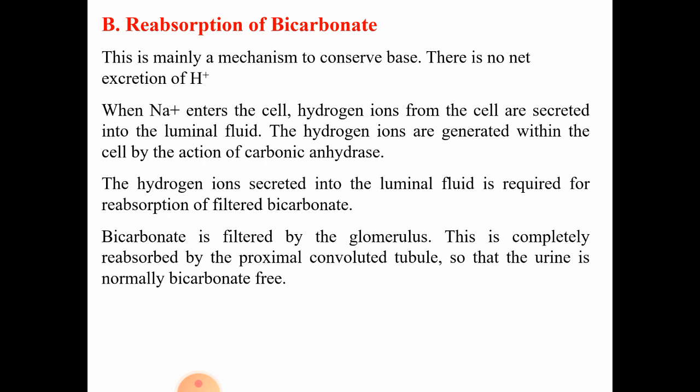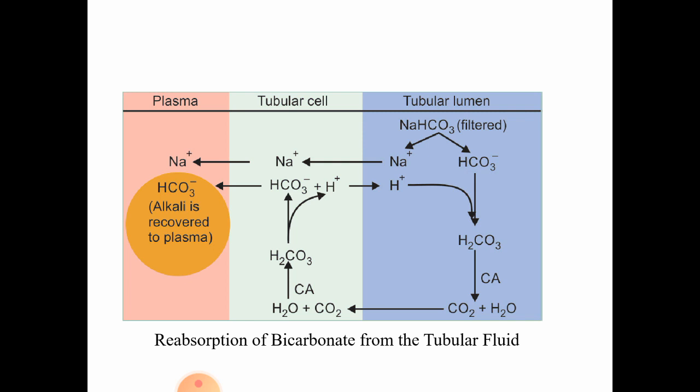Second, reabsorption of bicarbonate. This is mainly a mechanism to conserve base. There is no net excretion of hydrogen ions. In this figure again, in the tubular cell, the carbonic acid synthesis is done with the carbonic anhydrase enzyme as we have already seen. Previously we saw the hydrogen excretion; instead of that, here we are focusing on the bicarbonate ion. This bicarbonate moves to plasma, and that alkali is recovered to plasma.